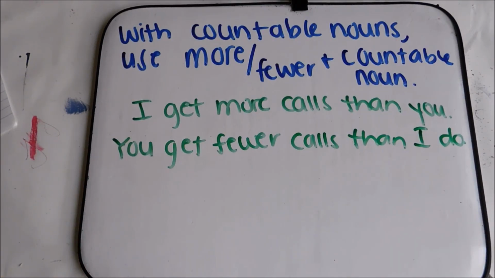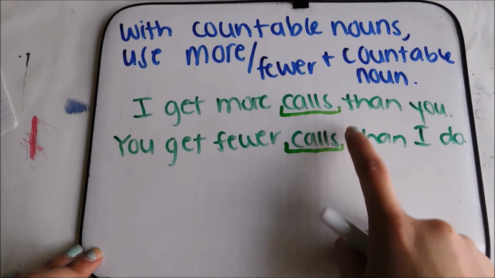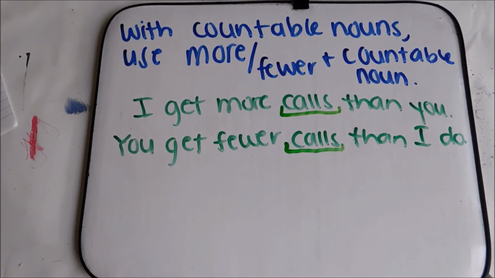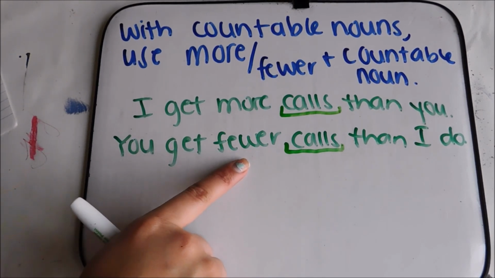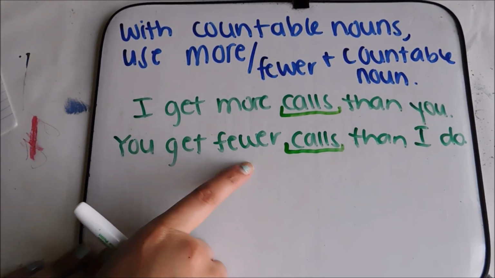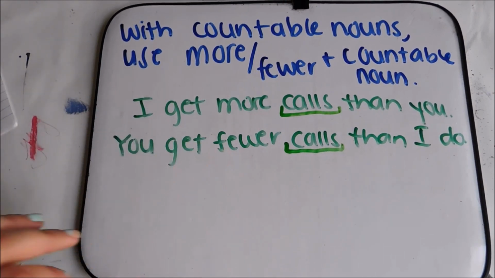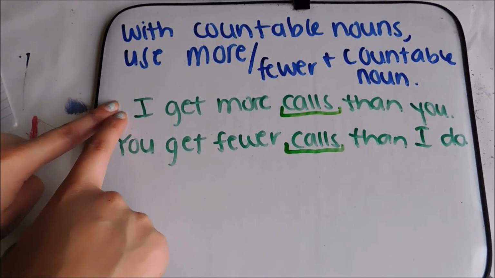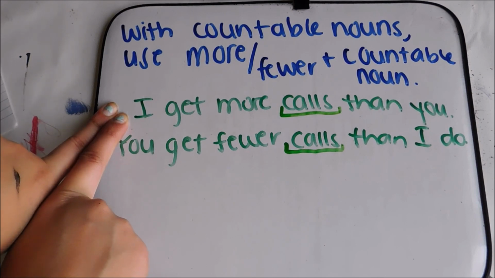With countable nouns, we're going to use more or fewer, and then that countable noun. Calls are countable. I can count them. I got 5 calls yesterday. I got 2 calls today. Because of that, if we want to compare the amount of calls that I receive, I'm going to use fewer because they are countable. In these examples, the first one says, I get more calls than you.